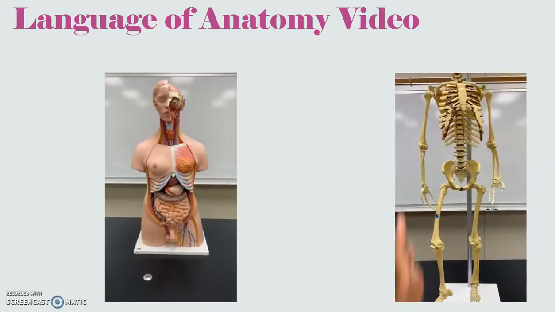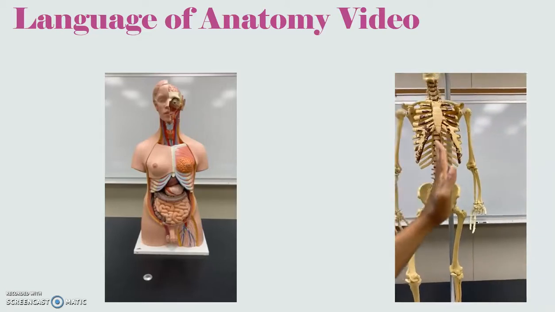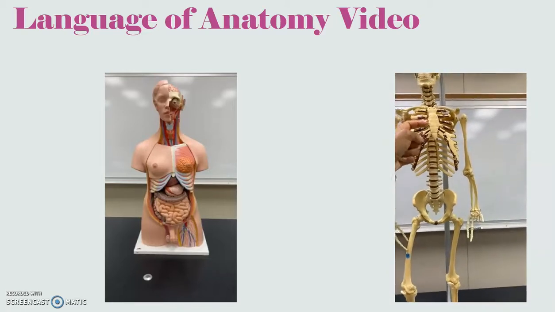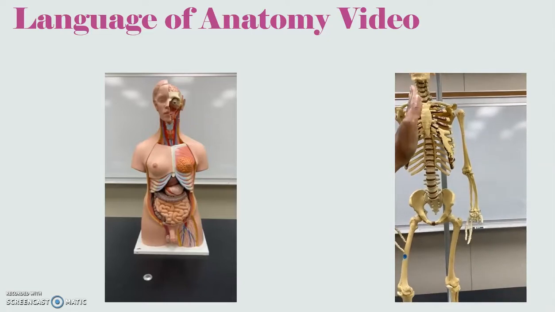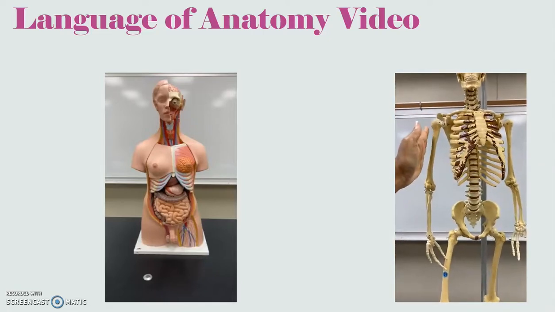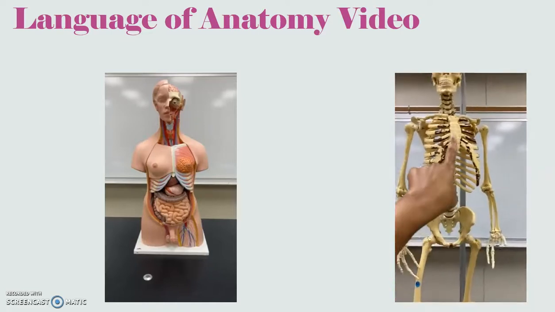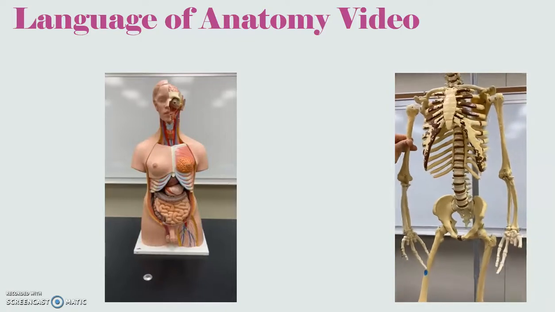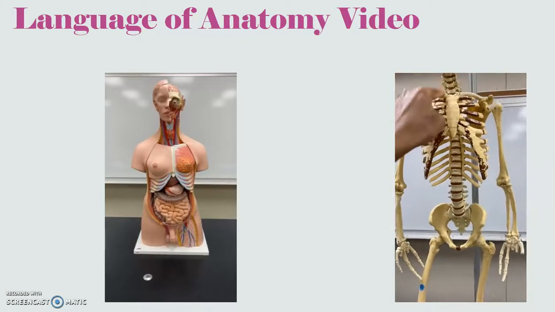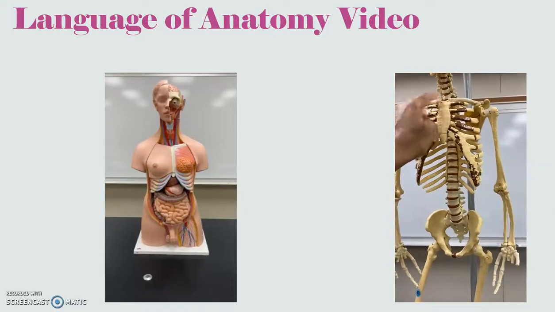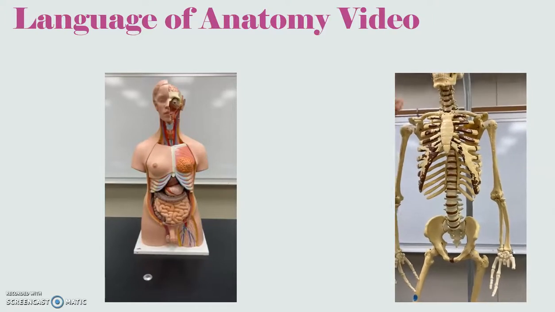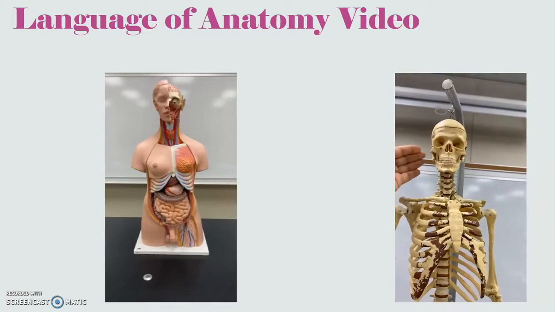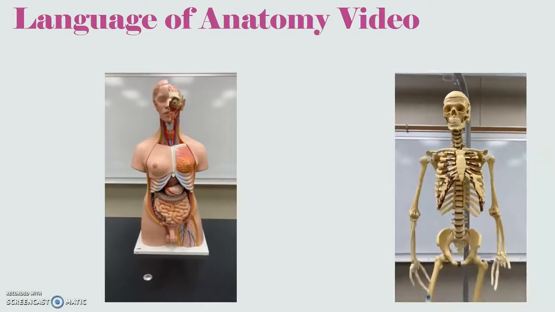Let's do medial and lateral. Remember, our midline is the imaginary line that runs through the middle of the body. Anything closer to the midline is considered medial. Anything further away from the midline is considered lateral. So your sternum is considered medial. Your arm bone is considered lateral. Your collarbone, the clavicle, is medial here, and at the shoulder joint, it is lateral, okay? And again, our nose is medial, the ears are lateral, okay?